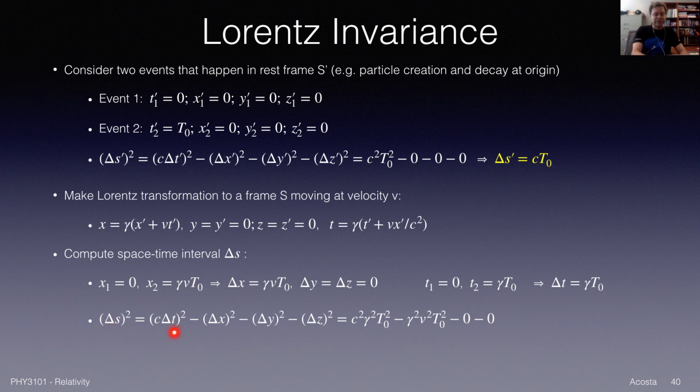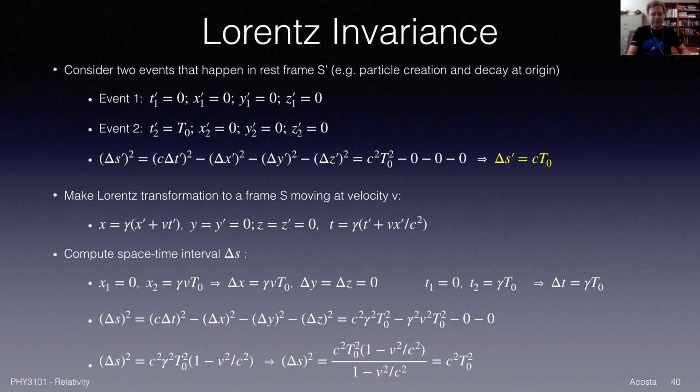Delta s squared is c delta t squared, and then minus delta x squared, minus delta y squared, minus delta z squared. Well, c delta t squared is going to be c times gamma t naught for delta t, quantity squared. So I get a c squared gamma squared t naught squared. What was delta x? Delta x is gamma v t naught. I'm squaring it, so I'm going to get a gamma squared, a v squared, and a t naught squared. The delta y's and delta z's were 0, so they don't add anything or subtract anything, as the case may be.